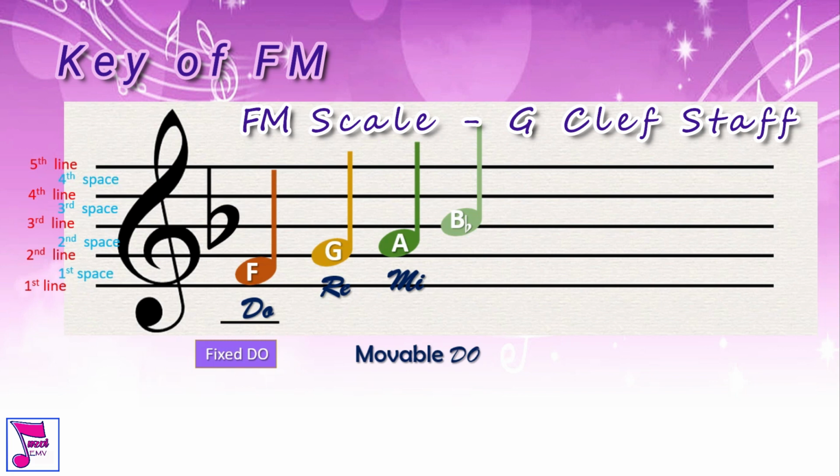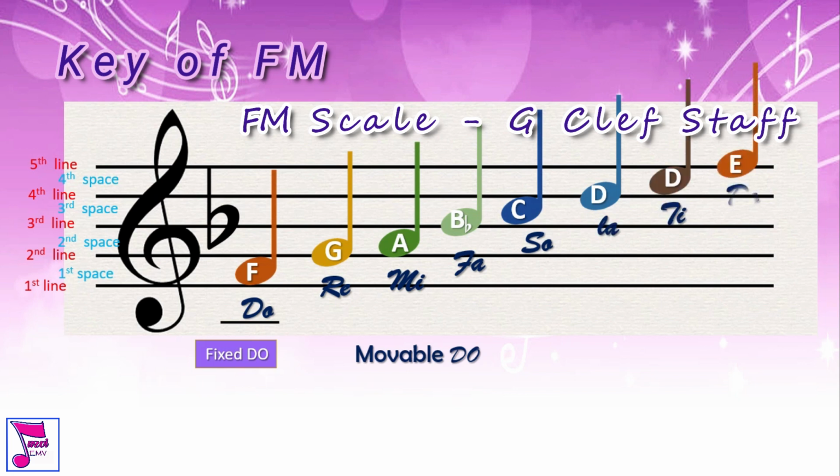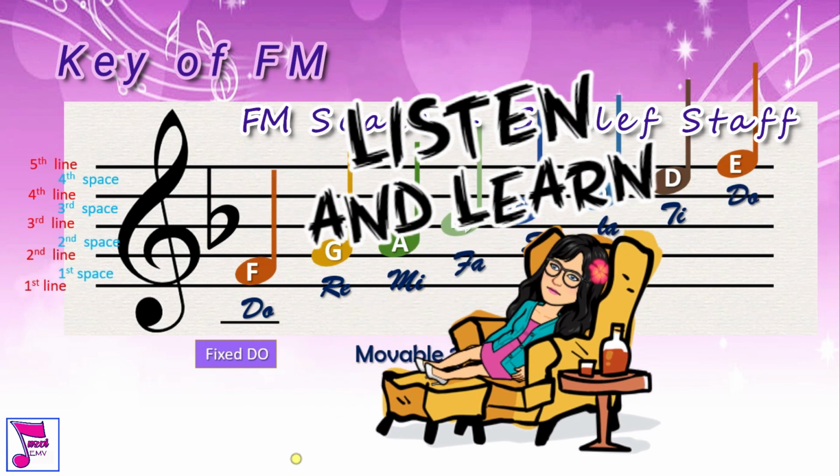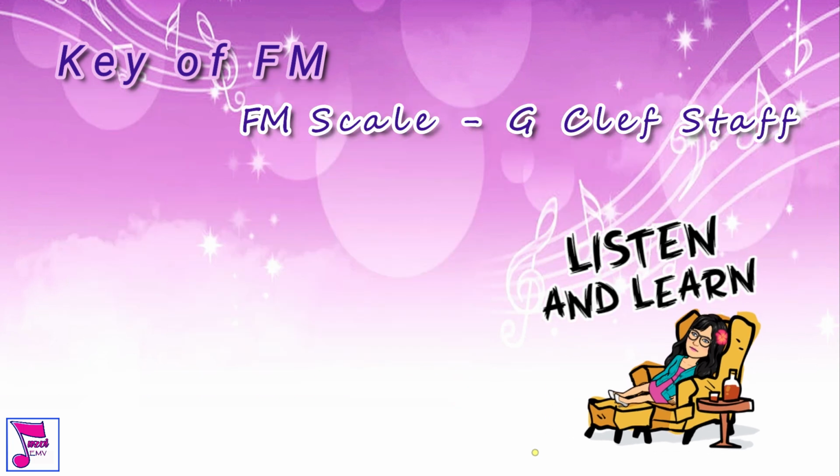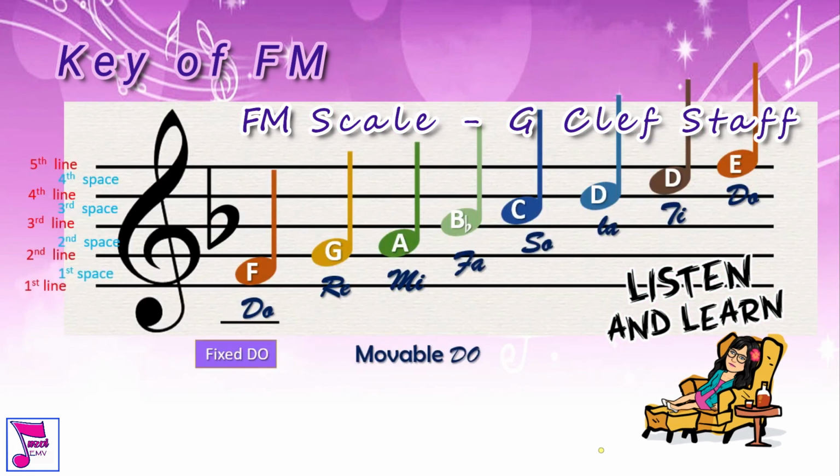B flat Fa on the 3rd line. C So on the 3rd space. D La on the 4th line. E Ti on the 4th space, and F Do on the 5th line. Time to listen and learn. Let's listen to the scale of key signature F major.